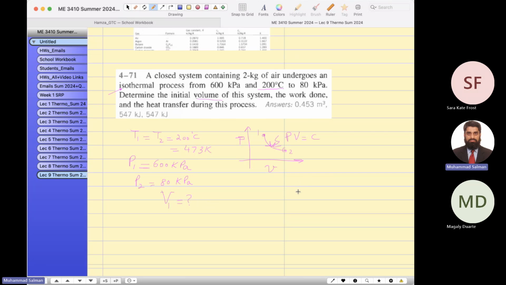This is air. It is a piston expansion process. Determine the work done and the heat transfer during the process. So you have to find the work done out, and the heat in.